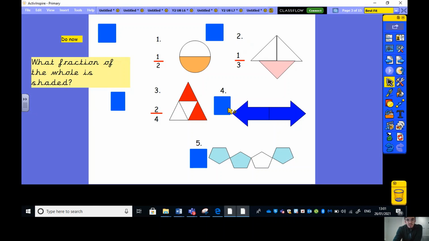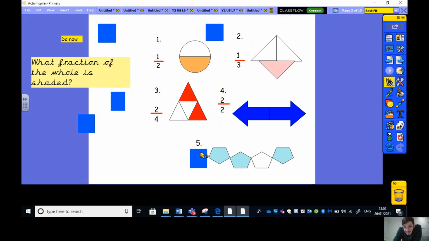Having a look here at question 4, how many equal parts are there? 1, 2. So my denominator is 2. How many have been shaded? 1, 2. 2/2 have been shaded. And whenever the numerator and the denominator are the same number, we know the fraction is equal to 1 whole. If I've eaten 2/2 of my cake, I've eaten the whole cake.